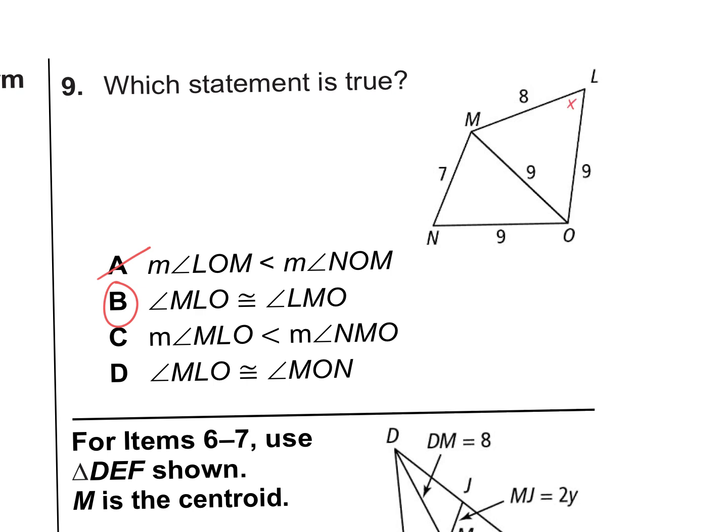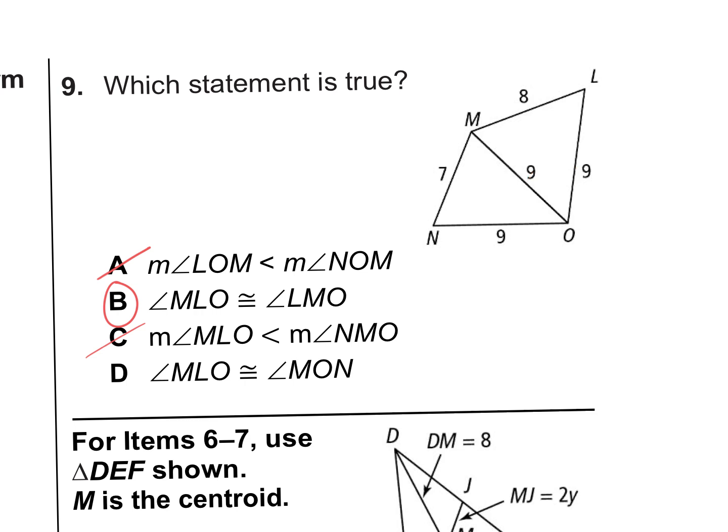MLO and LMO. It says MLO is less than NMO. Is that true or false? False, because they're both the same. They should be equal. Yep, so we know C is not true.